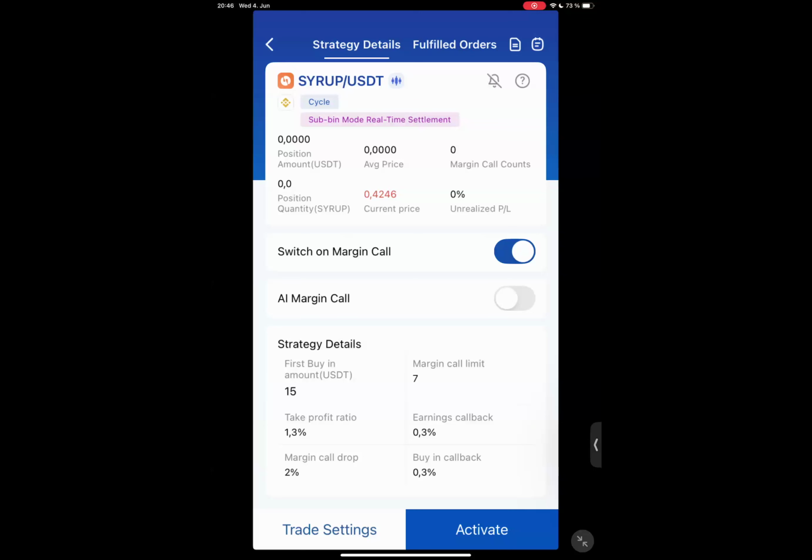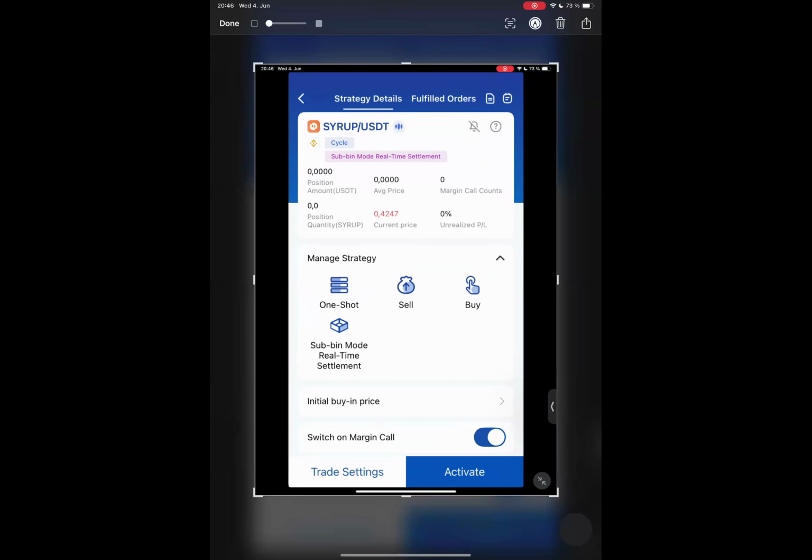As for the cycle trade, we've been showing you guys anytime we set up your trades, but it's the same procedure, just that instead of you putting it on one shot, you put it on cycle. Like this one is on cycle. So if I had been trading this coin, once I tap on activate, I quickly have to tap on one shot. So it will show at the top.